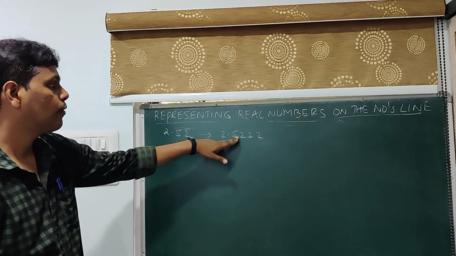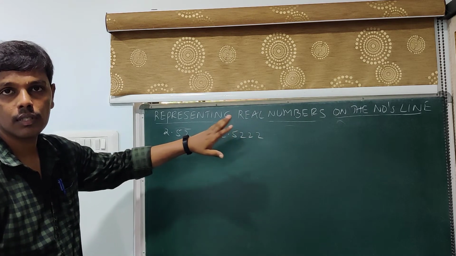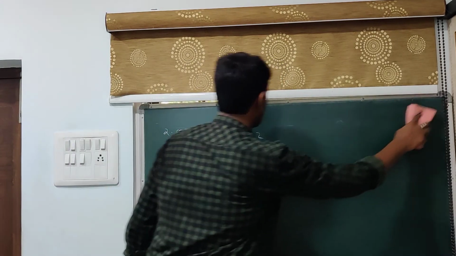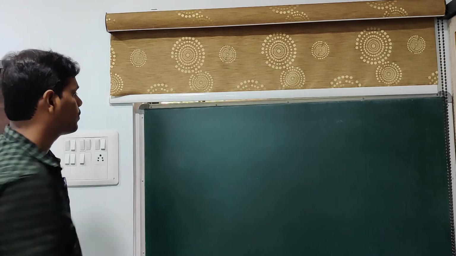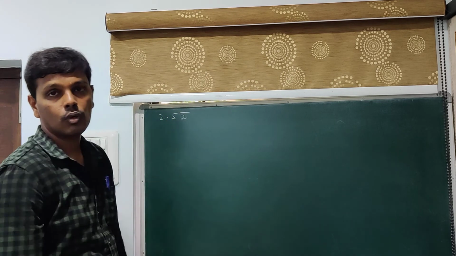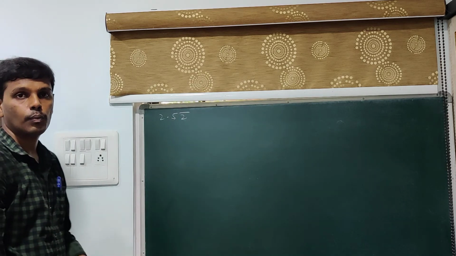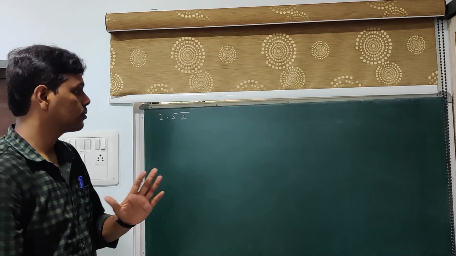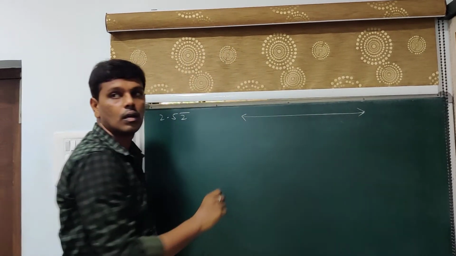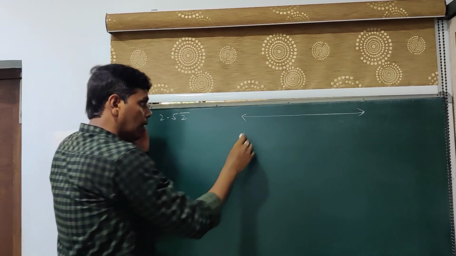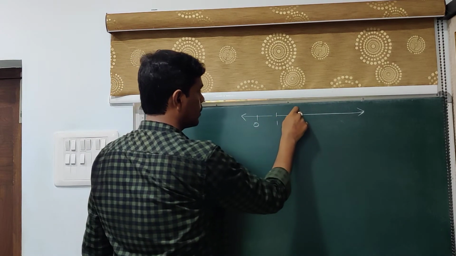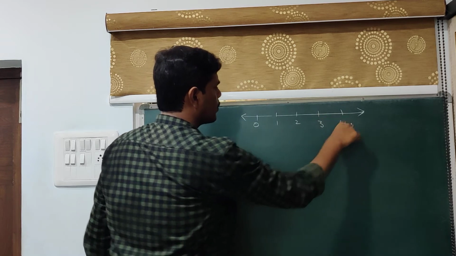So this is what we need to mark right now. Okay, 2.5222, because they have asked you to mark up to 4 decimal places. So this is what I am going to mark. 2.52 bar, and I have to mark this up to 4 decimal places, that is 2.5222. So I will start with again 0, 1, 2, 3, 4.